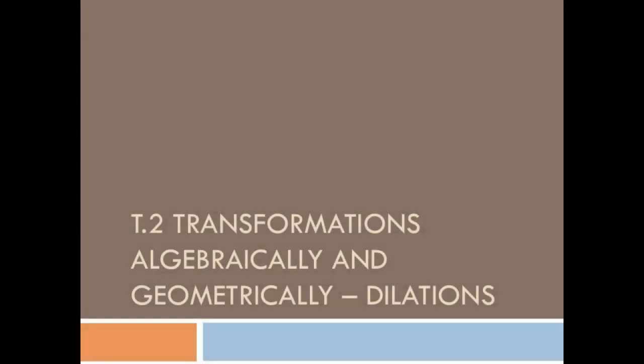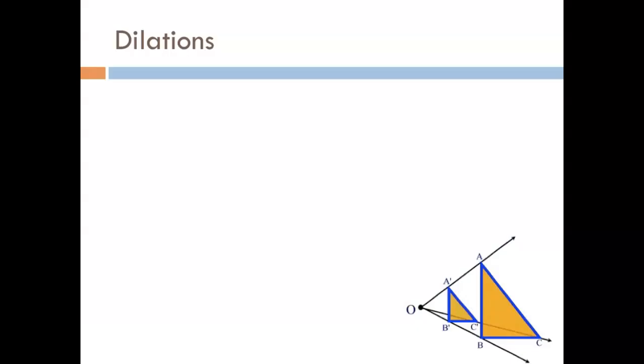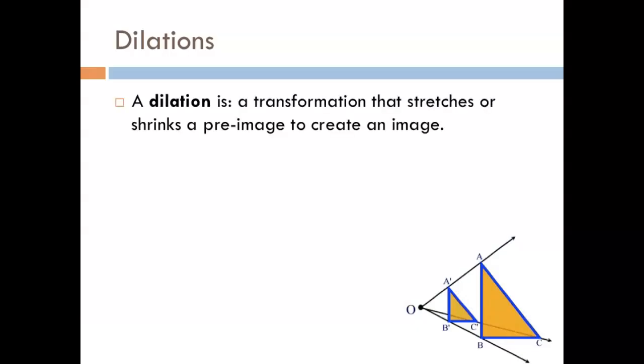We're going to continue our study on transformations today by talking about a specific type of transformation called dilations. So what is a dilation? A dilation is a transformation that stretches or shrinks a preimage to create an image.